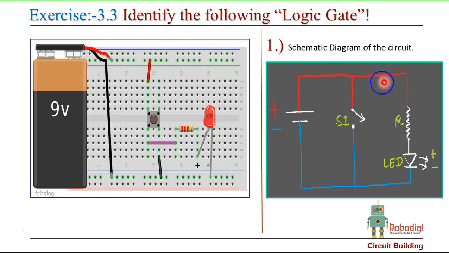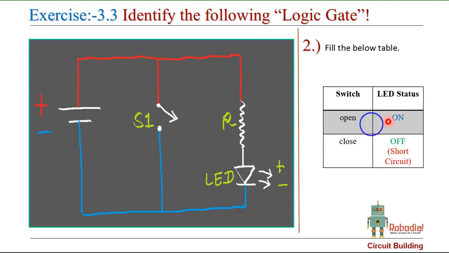Now the switch S1 is open, so current will flow through resistance R and my LED would remain glowing, or remain on. Let's take a look at the table. When my switch is open, the current will flow through resistance R and the LED would remain on. When I close the switch S1, it's a short circuit, and the LED would remain off. So if open is 0, on is 1, then when my input is 0, my output is 1, and when input is 1, output is 0.